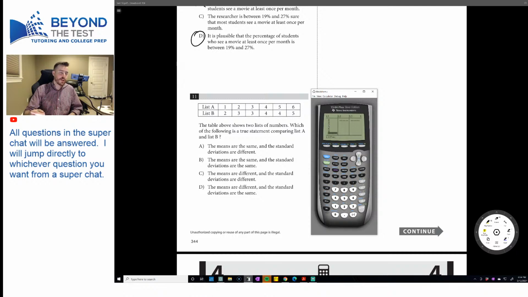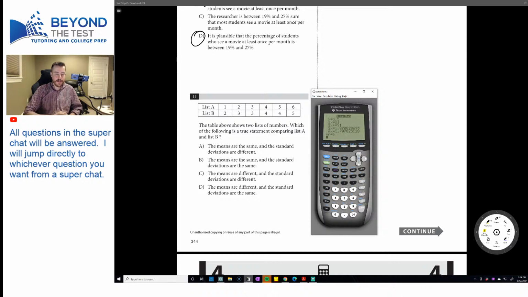Now once you have your stuff typed in here, you can just click Stat, go to Calc, and then you're going to click on 1-Var Stats. We just want the list to be L1. We don't have a frequency list here, so we can just make sure that that's blank.